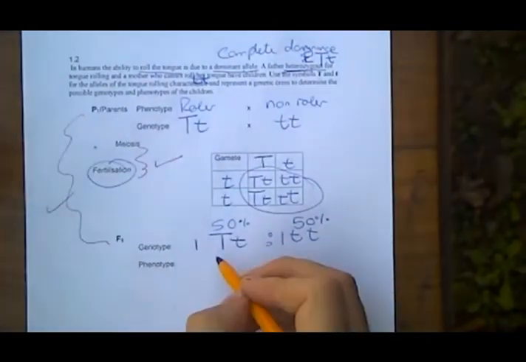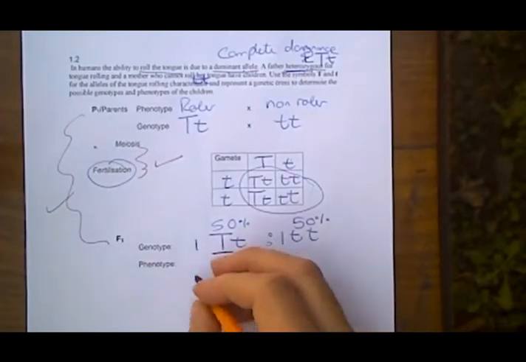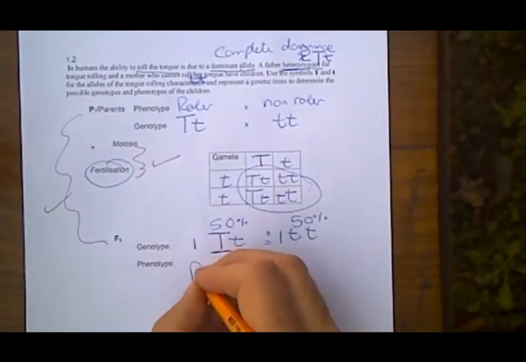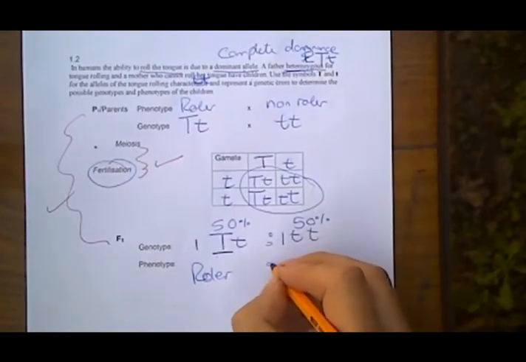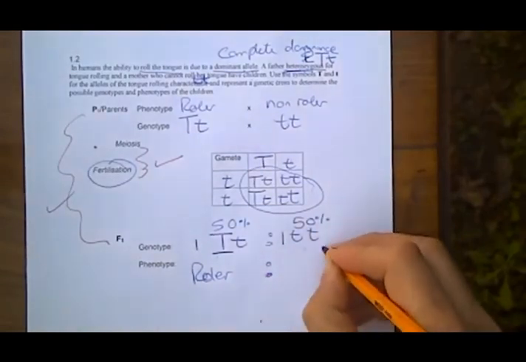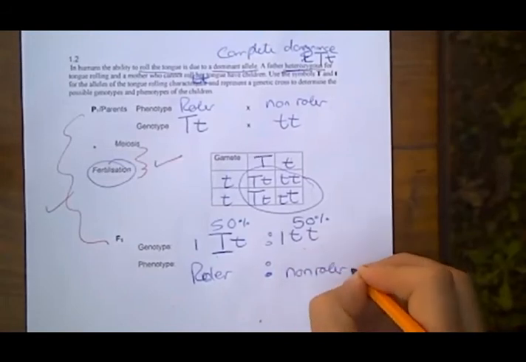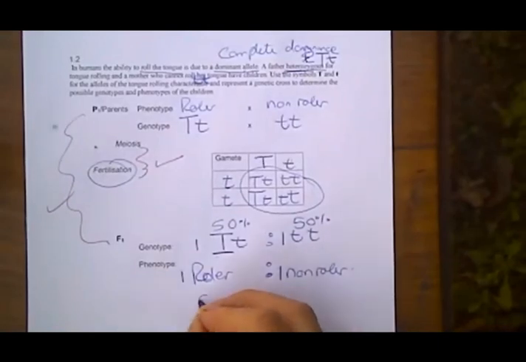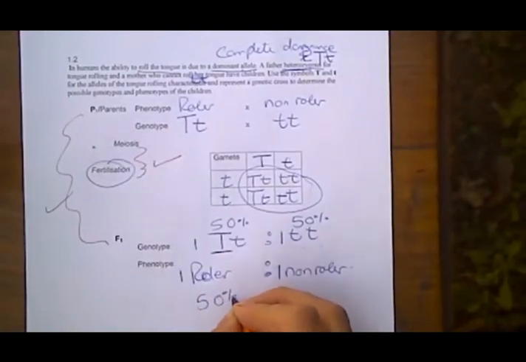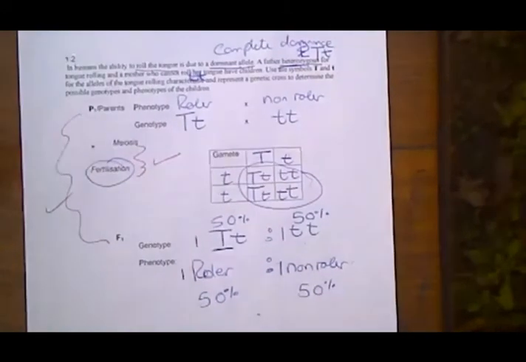Then our phenotype, let's take a look. Remember, this is complete dominance. So capital T says to me that he's going to be a roller. And small letter T, small letter T says to me that he's going to be a non-roller. Also in a 1:1 ratio, or you could say a 50% roller and a 50% non-roller ratio.